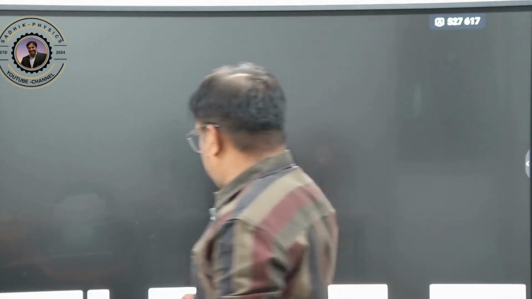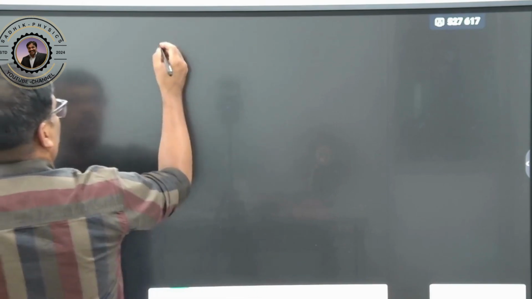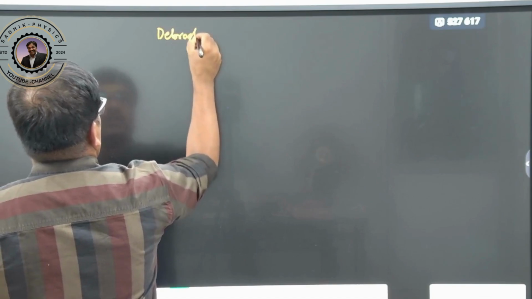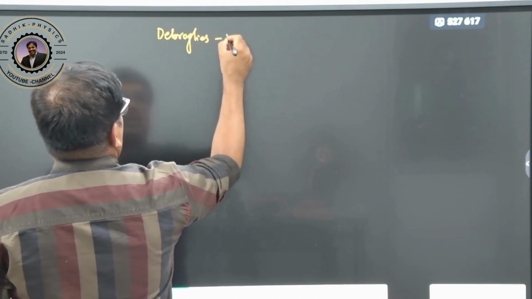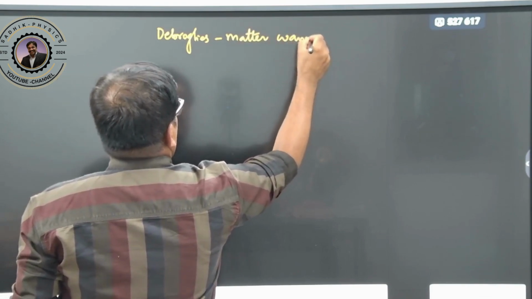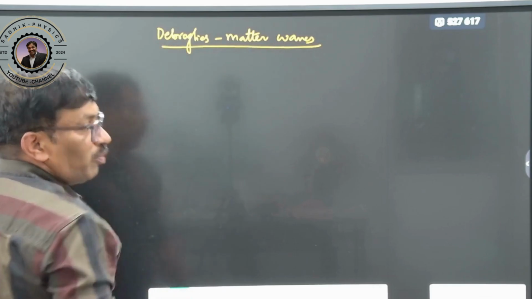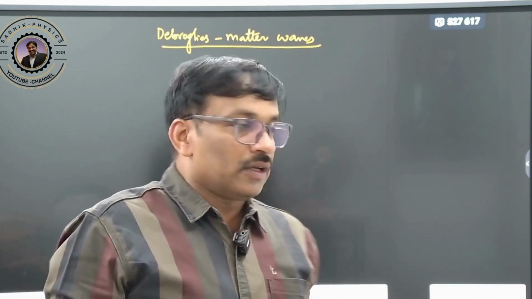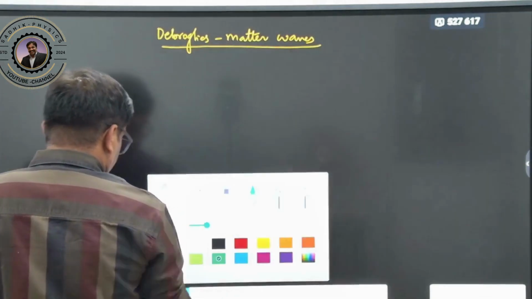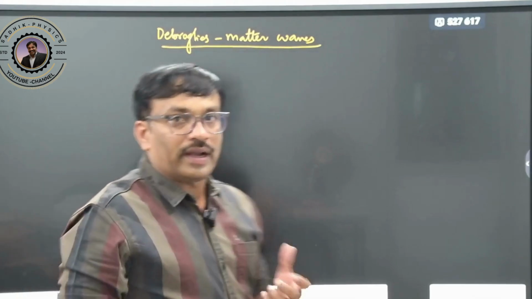First of all, let us see what De Broglie matter waves are. This is one type of wave.